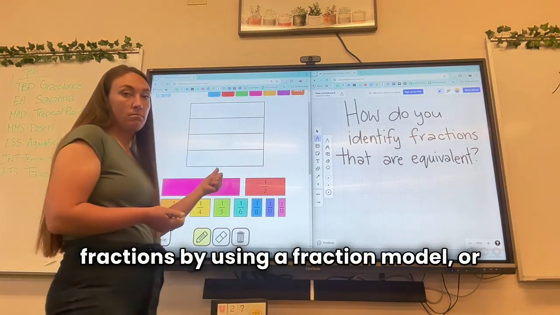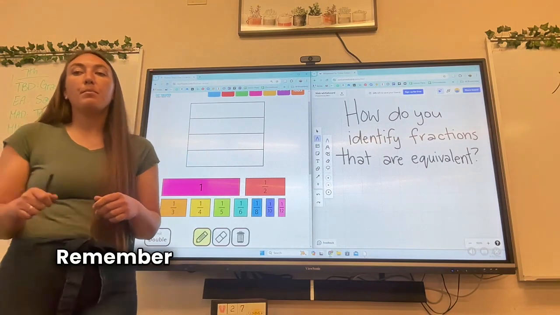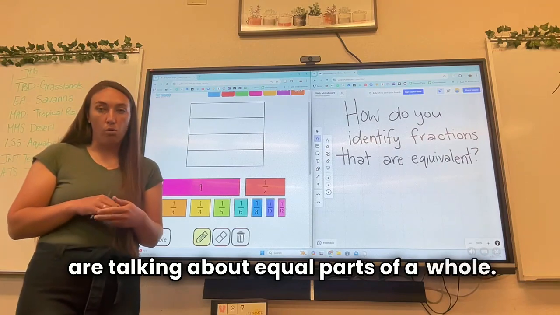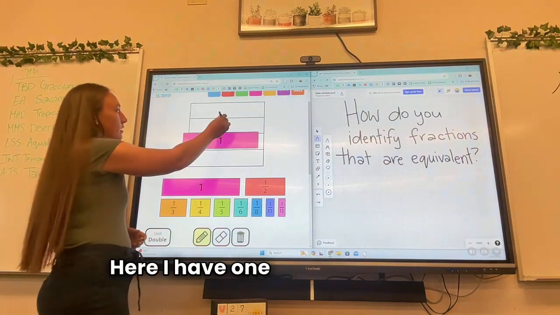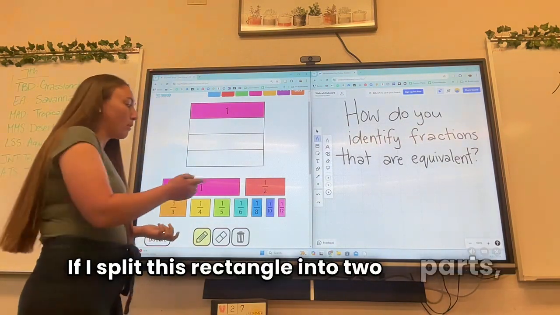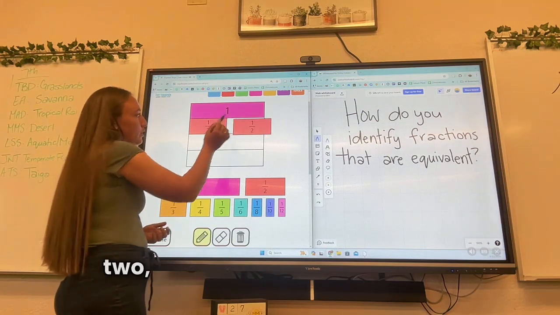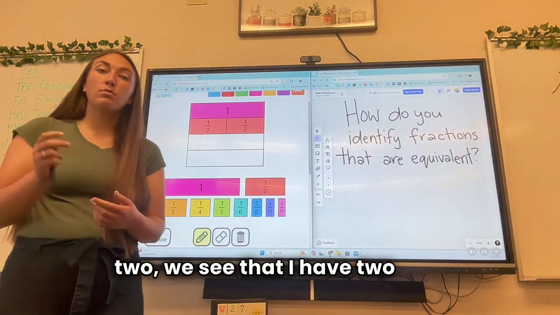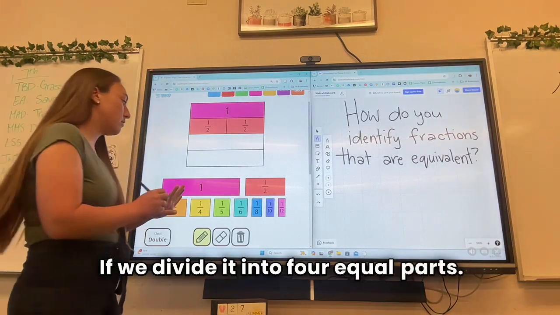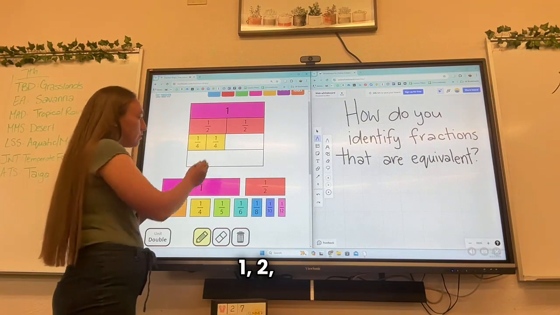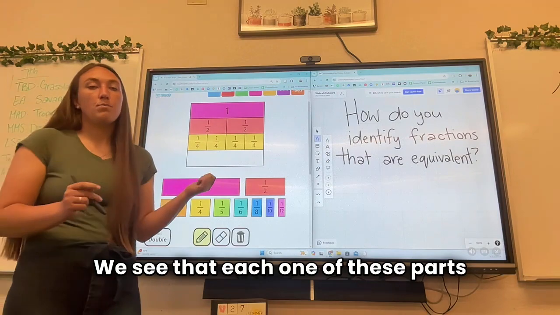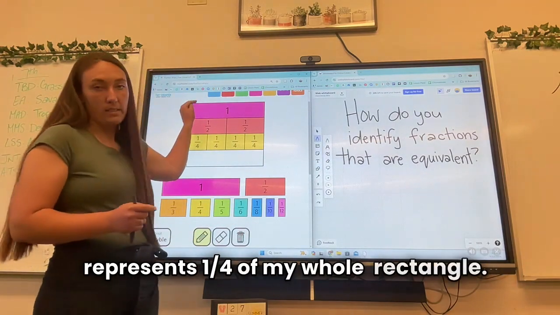model, or fraction strips. Remember that when we are talking about fractions, we are talking about equal parts of a whole. Here, I have one whole rectangle. If I split this rectangle into two parts, 1, 2, we see that I have 2 1/2s. If we divide it into 4 equal parts, 1, 2, 3, 4, we see that each one of these parts represents 1/4 of my whole rectangle.